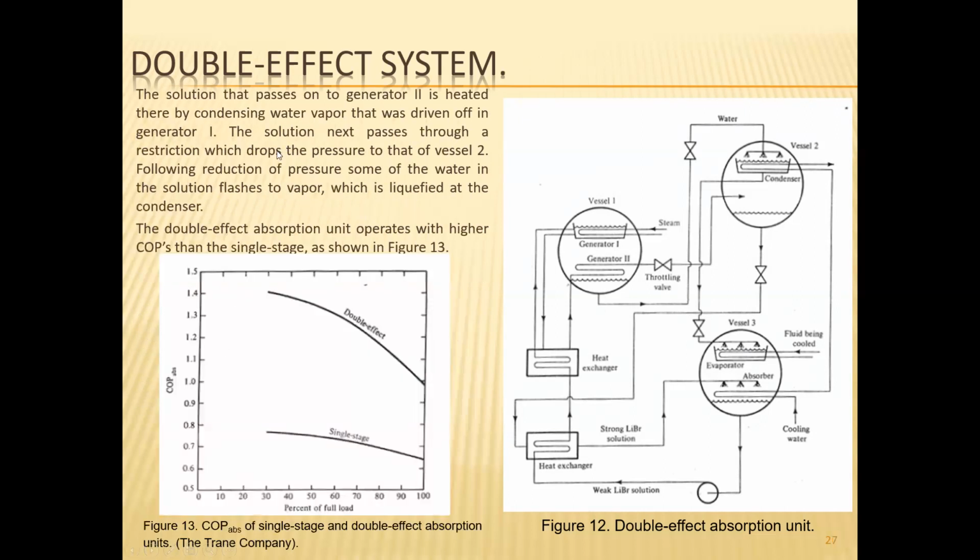So the solution that passes onto generator 2 is heated there by condensing water vapor that was driven off in generator 1. The solution next passes to a restriction which drops the pressure to that of vessel 2. Following reduction of pressure, some of the water in the solution passes to vapor, which is liquefied in the condenser.